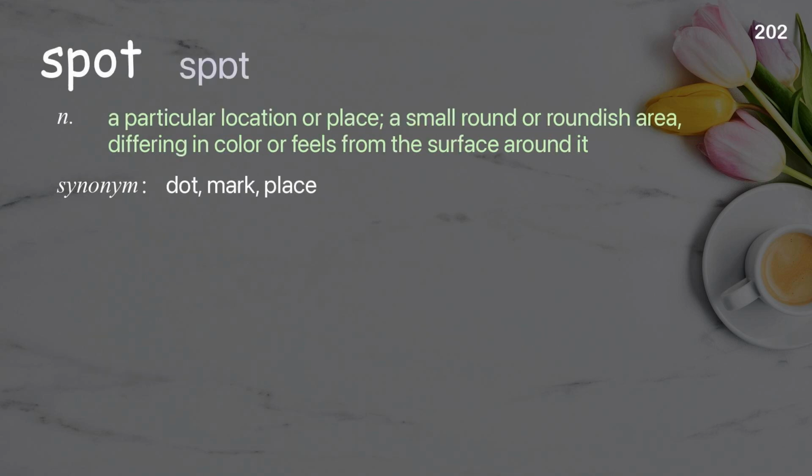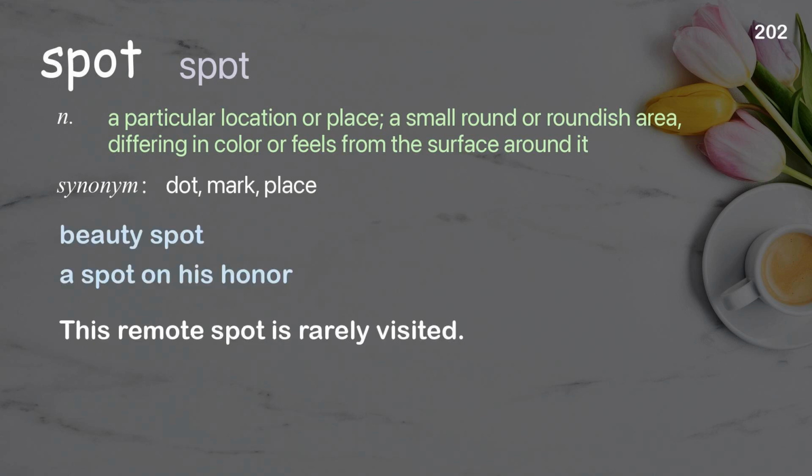Spot. A particular location or place, a small round or roundish area, differing in color or feels from the surface around it. Examples: Beauty spot. A spot on his honor. This remote spot is rarely visited.